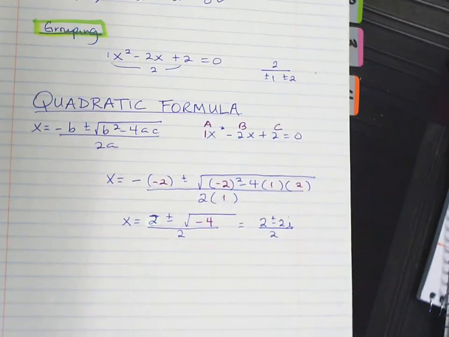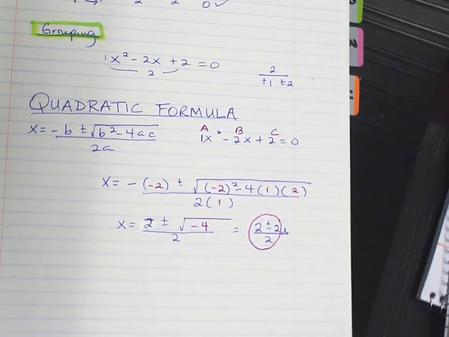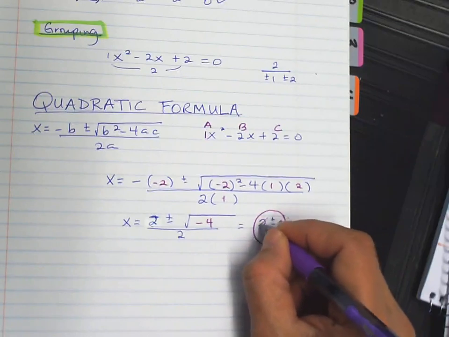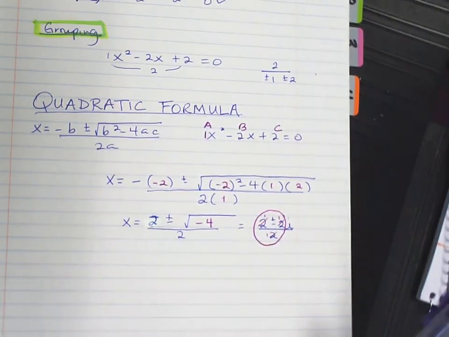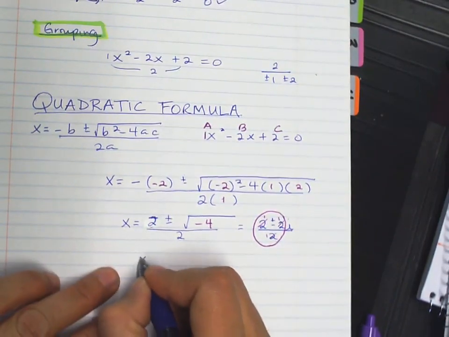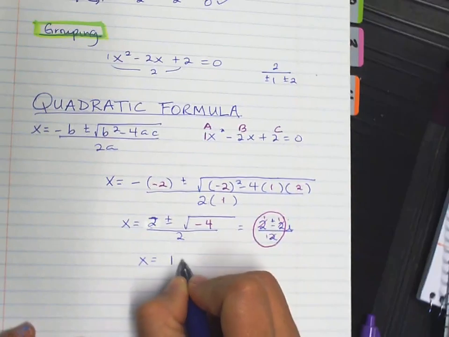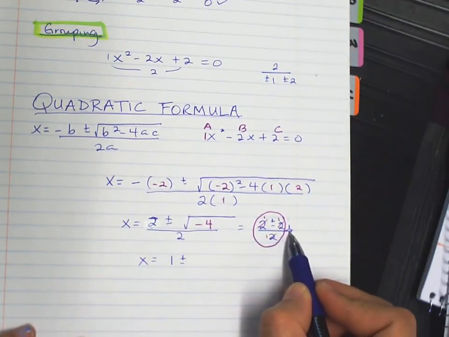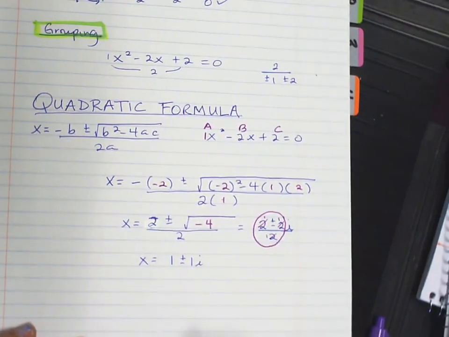Remember I told you that if these numbers outside of the radical are divisible by a number, you need to divide it. So we're going to divide each of them by 2, so this becomes a 1, 1, and 1. Do I need to write the 1 in the denominator? No. So then I'm going to have 1 plus or minus. Do I need to write the 1 next to the i? No. You don't have to, but you can.